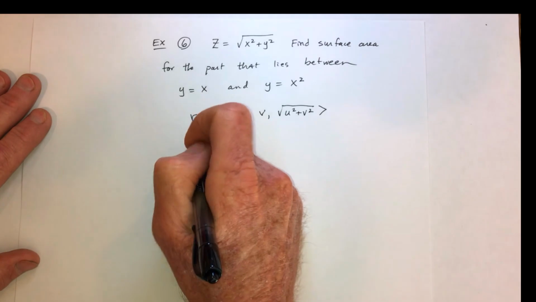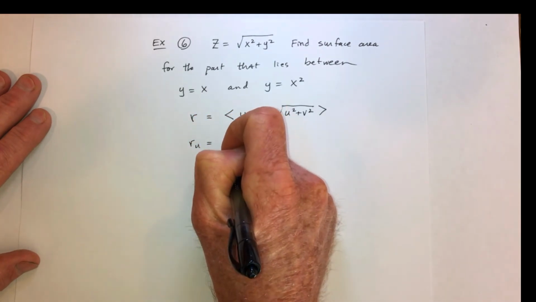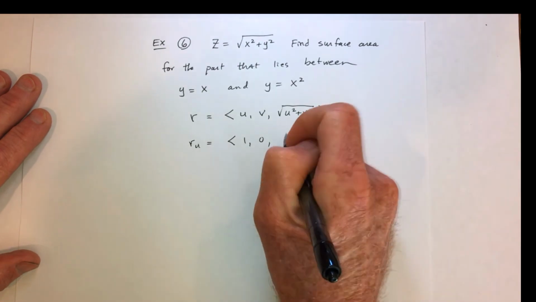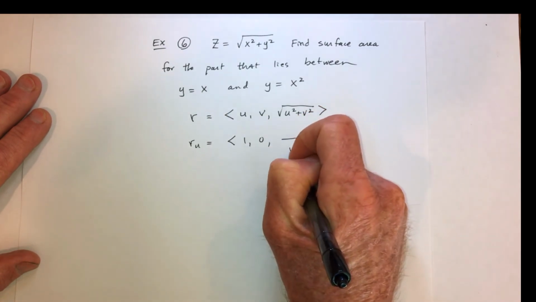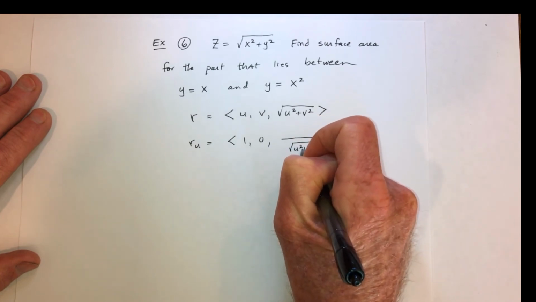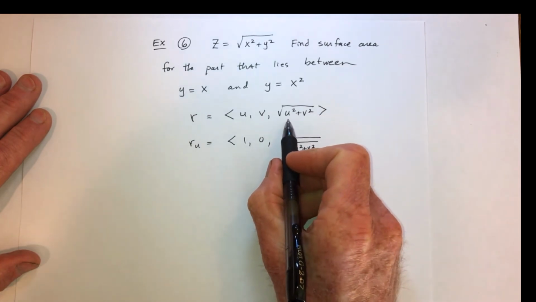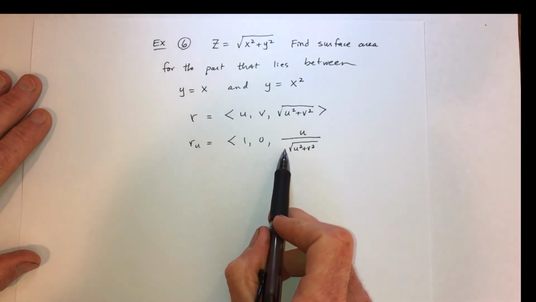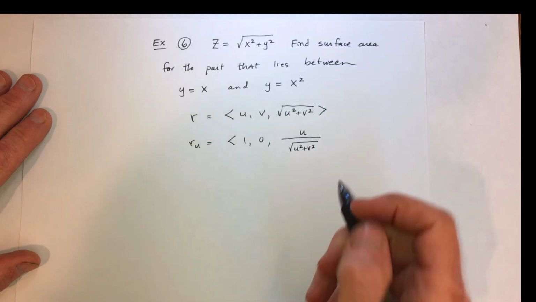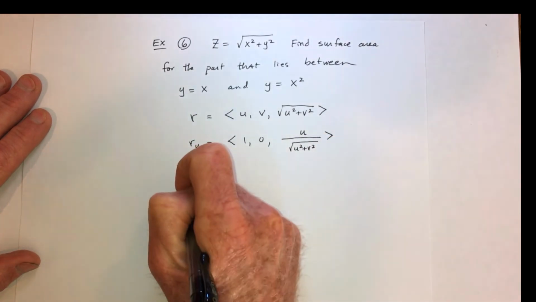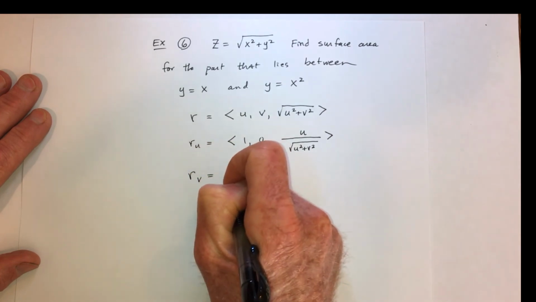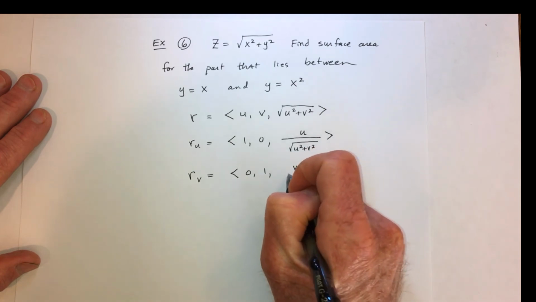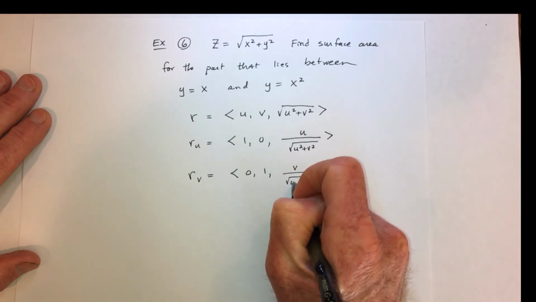And then we need the derivative with respect to u. So that would be 1, 0. And then take the derivative of this square root function, which will be 1 over 2 times the square root. And because of the chain rule, take the derivative of the inside, which is going to be 2 times u. The 2 that would have been down there and the 2 right there can cancel each other out. The derivative with respect to v would be 0, 1, and then it would look very similar to this, except it would have v on top and then the square root on the bottom.